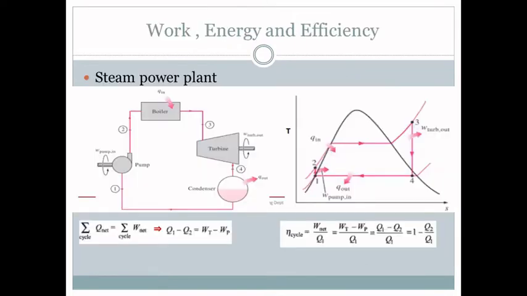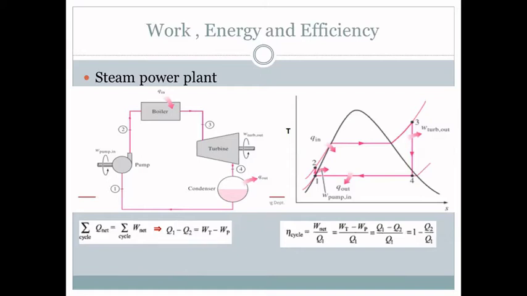Now, let's start talking about work, energy, and efficiency analysis. First of all, we have to start talking about steam power plants. But first, we have to define entropy, which is the loss of energy available to do work. It's another form of the second law of thermodynamics, which states that the total entropy of a system either increases or remains constant. It never decreases. Entropy is zero in a reversible process, and it increases in an irreversible process.